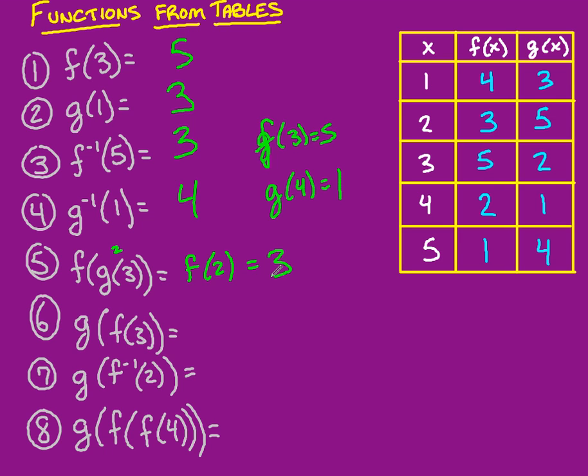Okay, looking the same way. What is f of 3? Well, we figured that out already. It's 5. But I want to know what g of that is, evaluating g of 5. So g of 5 is this number here, which is 4.